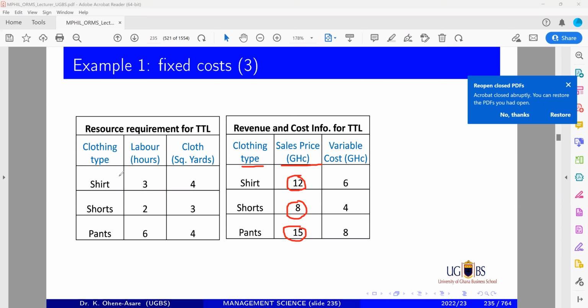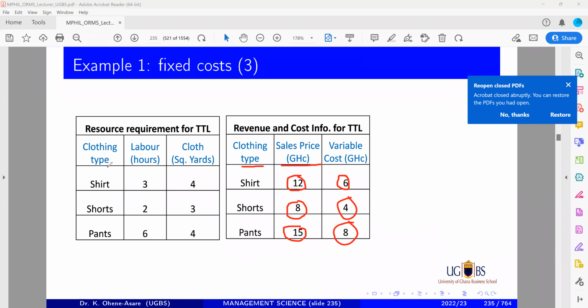But to produce this shirt, these shorts, these pants, you need to incur some variable costs. So you incur 6 variable costs for shirt production, 4 for shorts production, and 8 for pants production. Why did I put them on the right side and not the left side? Because they are variable, just as the prices are variable. The prices are increasing and falling. That's what I mean by variable. The variable cost changes with the level of production. That is why they are there.